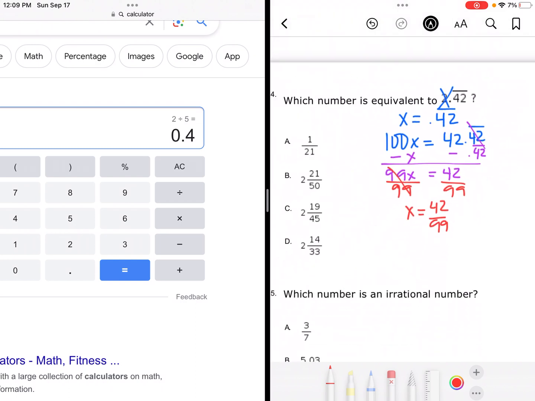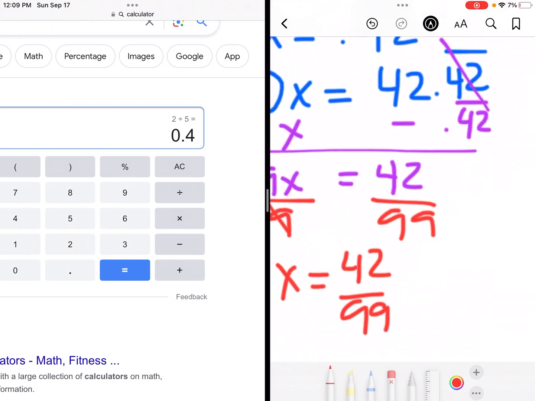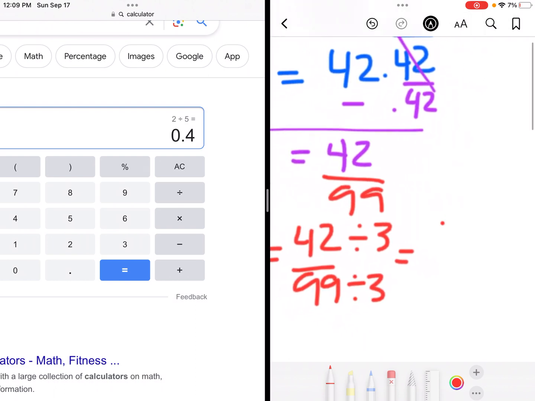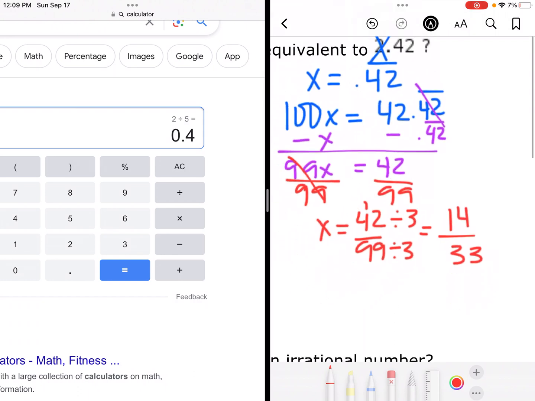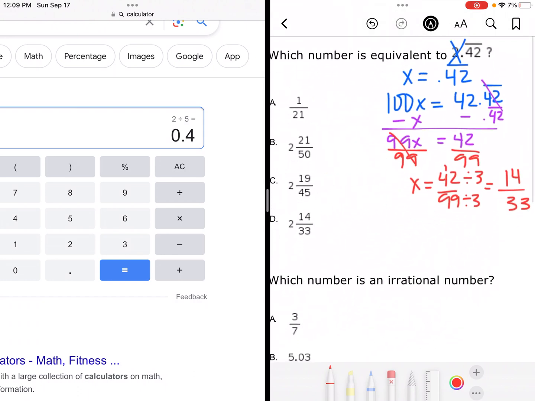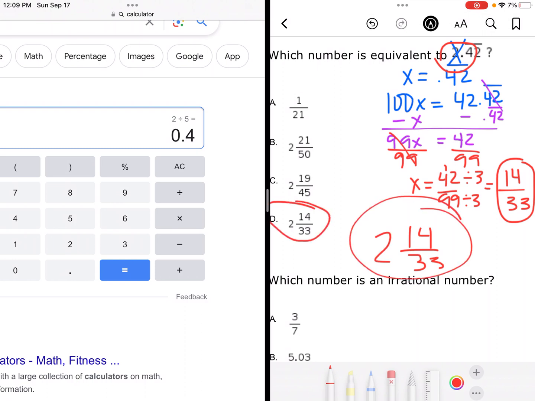If I look, none of those have that answer, but I know 3 goes into both of these. So 14 over 33. So I know that that's going to be my fraction. And I have to remember my whole number. So I'm going to check that. And I get the 4-2 repeating.